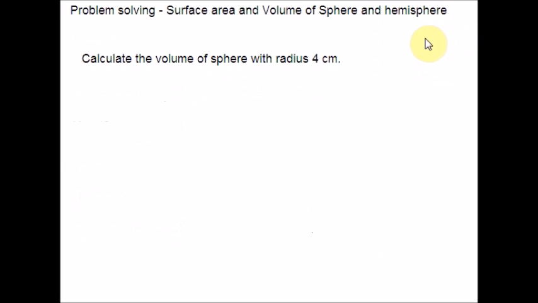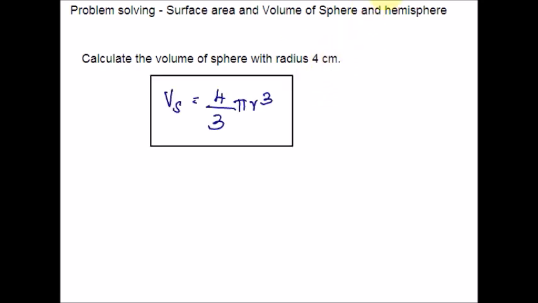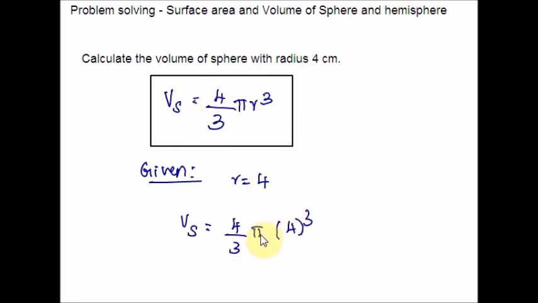Here is our first example. Calculate the volume of the sphere with radius 4. The information for the radius is given. Let us see how to find the volume. Given the information, replace r by 4 in this formula. For pi, we can use 22/7 or 3.14. You'll be getting the same answer if you use both. I'm going to use the fraction 22/7 here.